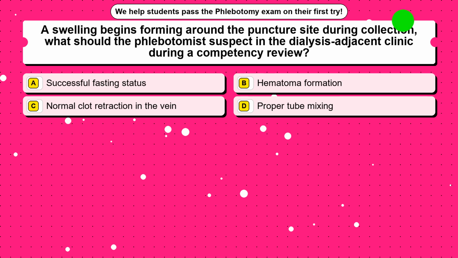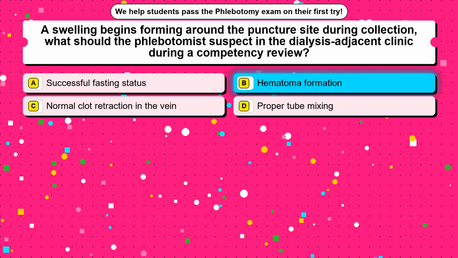Question 33. A swelling begins forming around the puncture site during collection. What should the phlebotomist suspect in the dialysis adjacent clinic during a competency review? Option A. Successful fasting status. Option B. Hematoma formation. Option C. Normal clot retraction in the vein. Option D. Proper tube mixing.